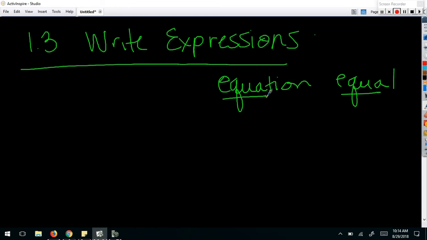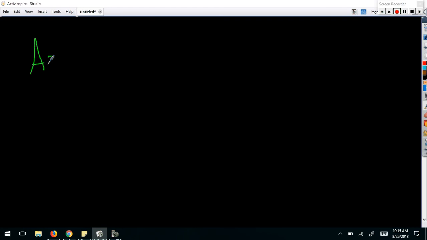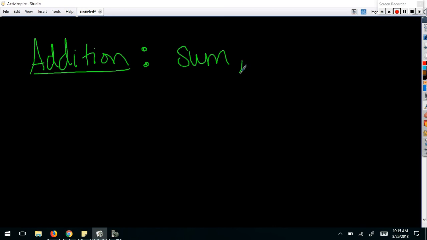Okay. So let's talk about some ways we describe things when they're in a word problem, or some ways we can say it in words. If I'm talking about addition, tell me some ways we describe addition in words. Add, sum, more than, yes, more is good, more than. What else?